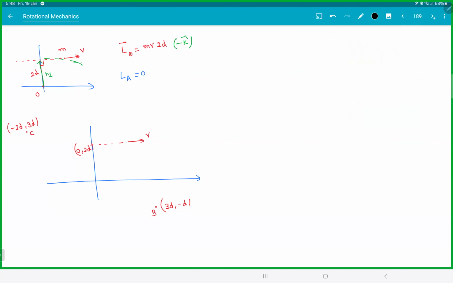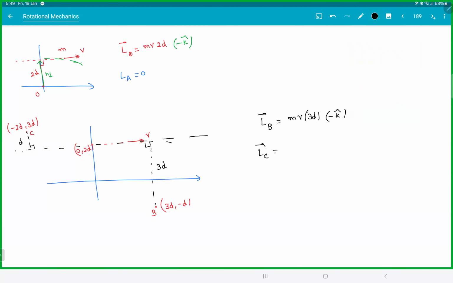Same story. Extend the vector, drop the perpendicular. This distance will be 2D plus D, which is 3D. This distance will be 3D minus 2D, D. So L about B will be mass, velocity, perpendicular distance 3D, and if you see the rotation would be minus k cap.